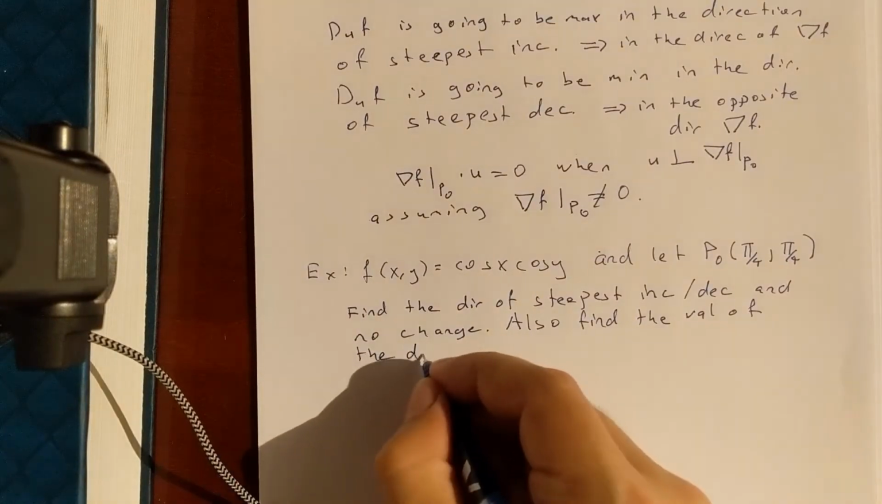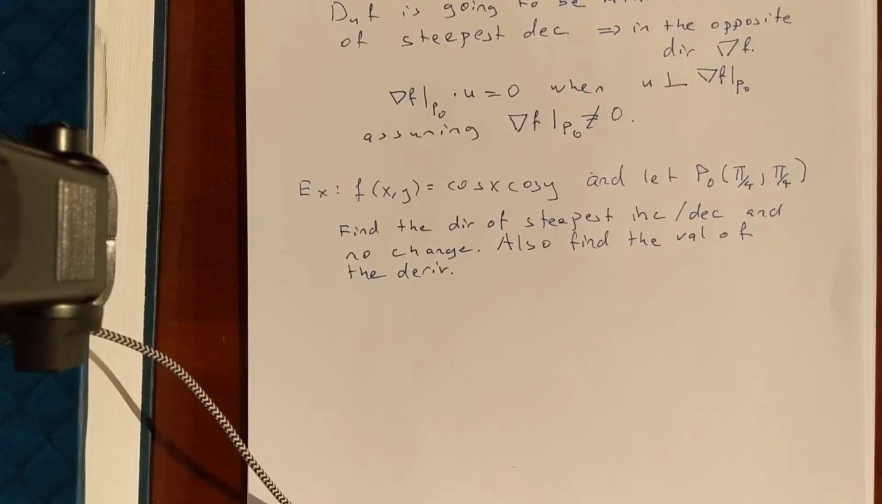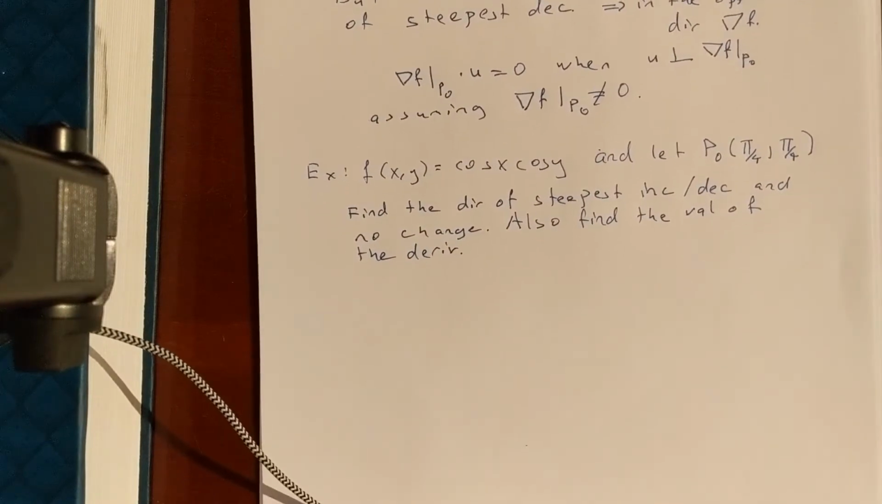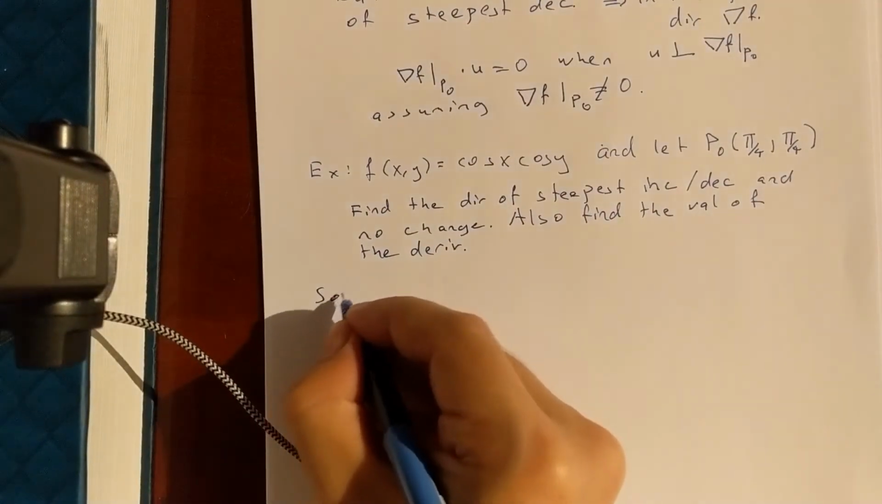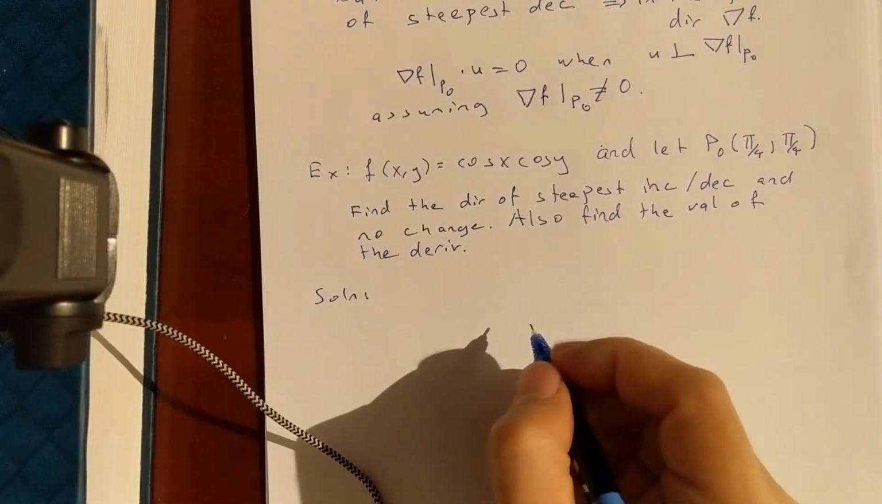So this will put everything we've done so far. It'll bring it all together in this example. Okay, so the first order of business that we've got to do is calculate these partials. We need to calculate f_x and f_y.